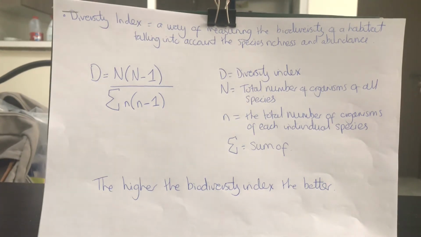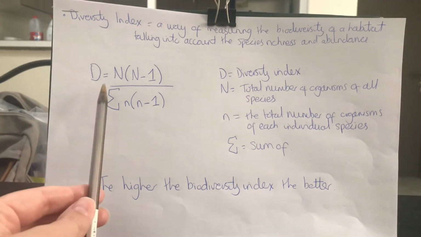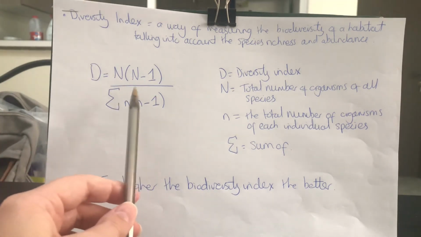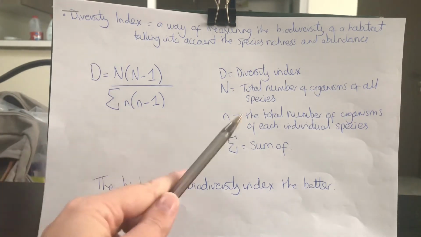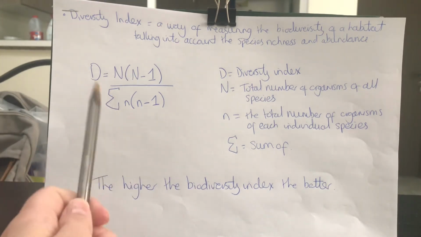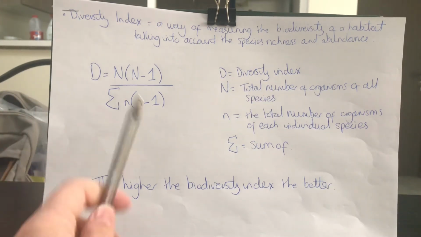So your equation is this: D, which is your diversity index, equals the total number of organisms of all species times the total number of organisms of all species minus 1, divided by the sum of the total number of organisms of each individual species times the total number of organisms of each individual species minus 1.